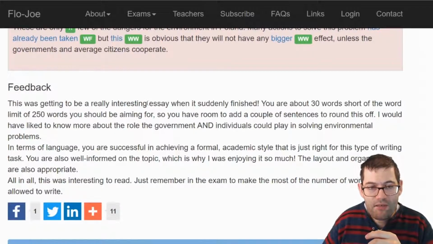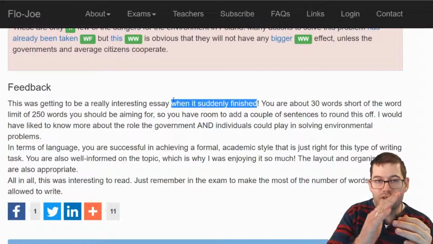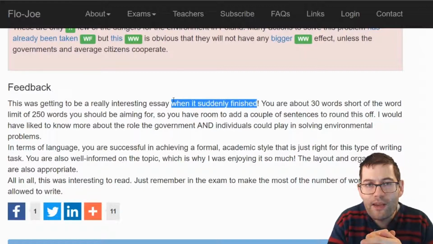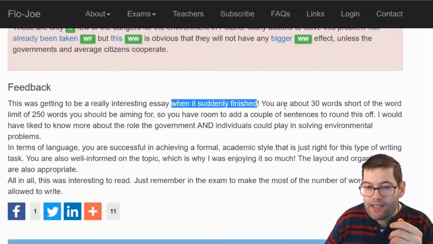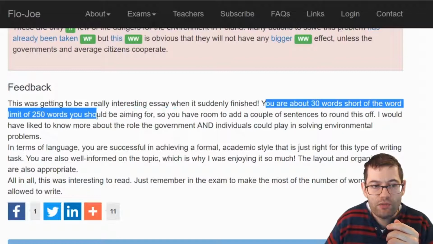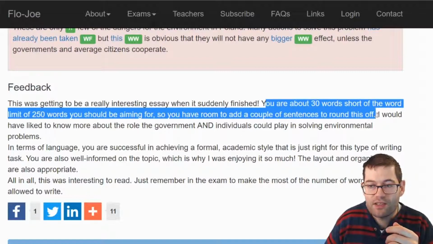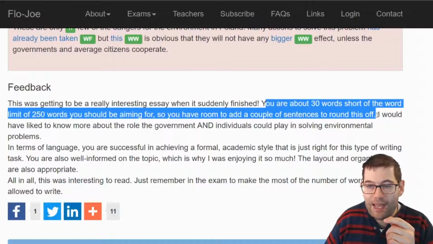This was getting to be a really interesting essay when it suddenly finished. Sudden finishes are not good for reports. We need a nice flow of continuation all the way through. This suggests that Asha's planning was not very good, or that she ran out of time, unfortunately. It says here you're 30 words short of the word limit of 250 you're aiming for, so you have room to add a couple of sentences to round this off. So either she ran out of time, or, as I said, it was bad planning.